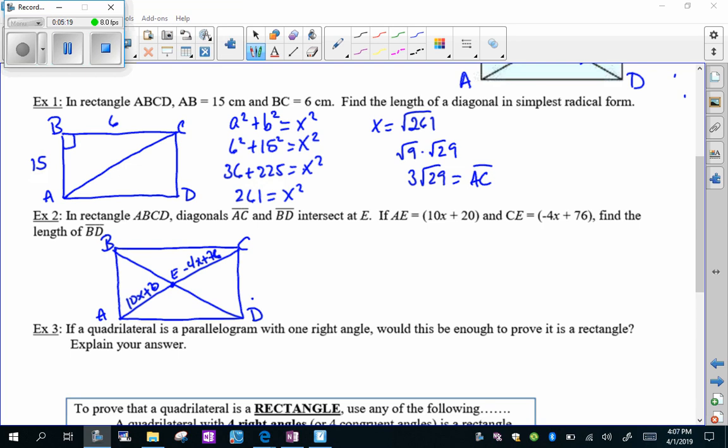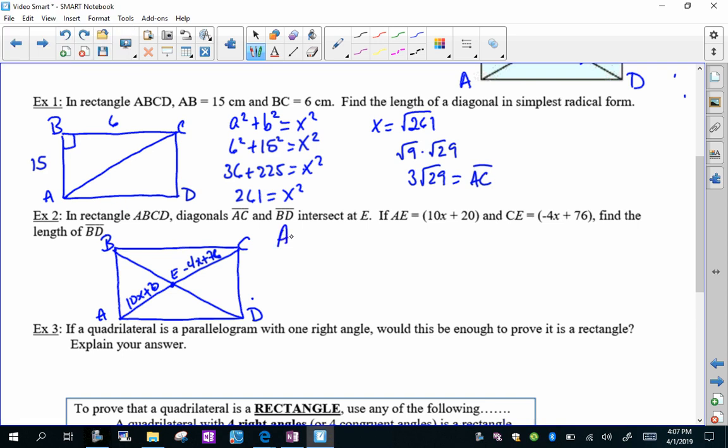All right, so now I know that AE and CE is bisected by diagonal BD. So I can set up an equation to solve for x because what I want to do is find the length of BD. And I also know that AC, because it's a rectangle, I'm just going to write that down, equals BD. So if I find AC, I know what BD equals, and that's what we're looking to do.